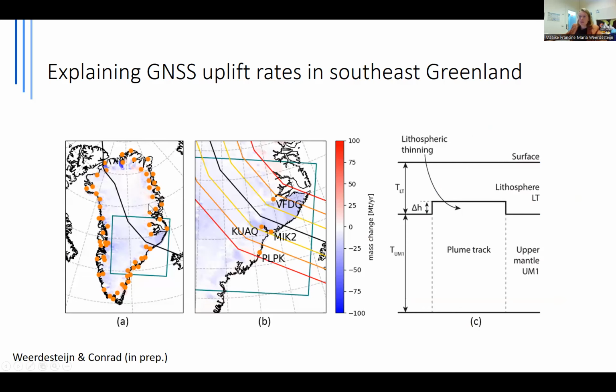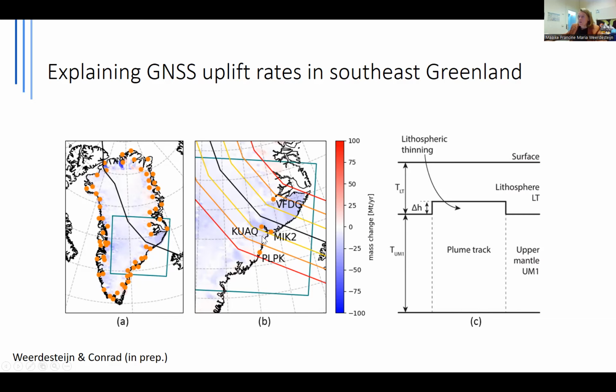So how do we do that? On the left, you see Greenland, and the orange dots are all the GNSS stations in Greenland. The black line is the plume track that we showed before, and this teal box is the area we're going to model in ASPECT. In the background, you see mass change over 2019 from a satellite altimetry derived product, which we will also use, over about 25 years, as one of our loading histories.